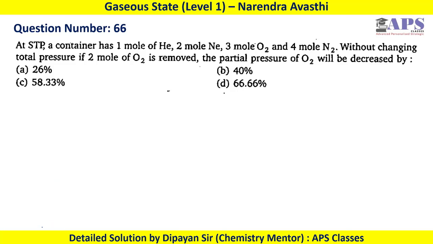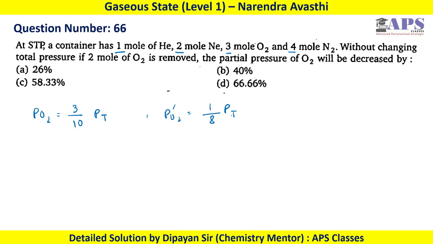So here in question number 66, we can calculate the partial pressure of oxygen initially as 3 by 10, because the total number of moles is 2 plus 3 plus 4 plus 1 equal to 10. So it will be this one. And finally, if we remove 2 moles of oxygen, then the new partial pressure will become 1 by 8 into the total pressure.